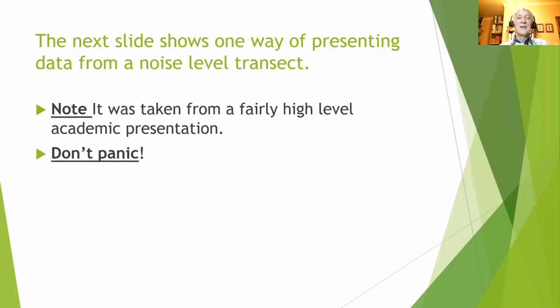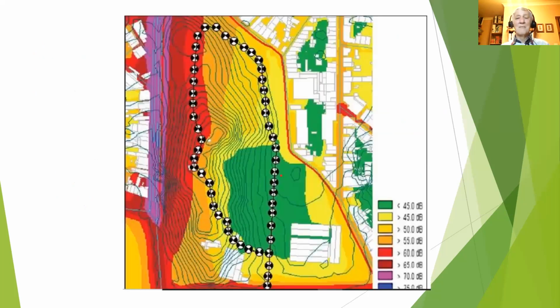Now, I stole the next slide, and it was one way of presenting data from a noise transect. It was from a fairly high level academic presentation, so don't panic. Don't think that the exam boards are expecting you to do maps quite as good as this. But what happened here? The person went along that transect, started at the bottom of the page, and went round in a big loop. You can see the contours of the land that they went over.